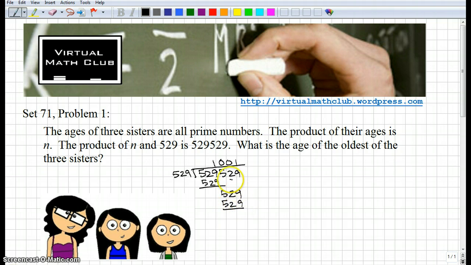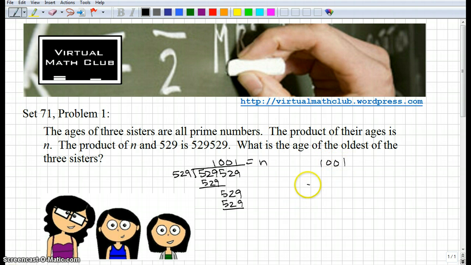So n has to be 1001. All right. So now we know that the product of the ages of the three sisters is n. So if we figure out what the factors of n are, then we can probably figure out the ages of the three sisters. All right, so let's factor 1001.